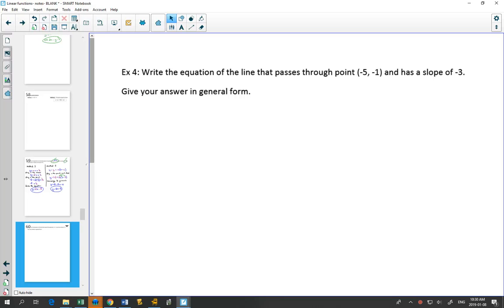Okay, I would like you to do this one in both methods. Or what do you think? Do we need to do one more together? Okay, we'll do one more together, and then I'll get you to do 5 and 6 on your own. So one more together with both methods.